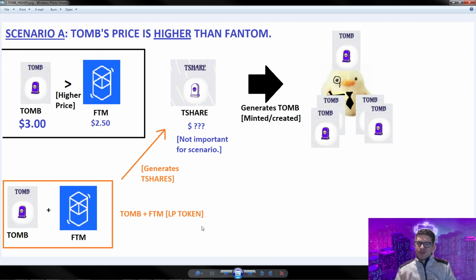So if you're not really familiar with that, you're kind of confused, don't worry. Just know that you're giving up half and half, half TOMB, half Fantom, and then it creates TSHARES for you. Woohoo! But you can just shortcut it, get the TSHARE right here, and then you can stack them with TOMB.